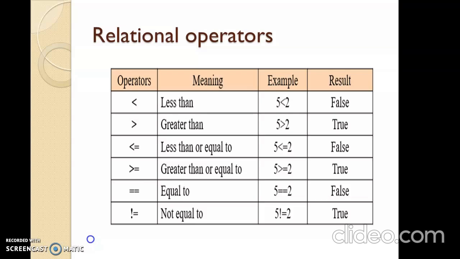So what will be the output of this expression? If you see the first example, 5 less than 2. The value 5 less than 2 is false, so the result will be false. The output of the expression will be true or false.